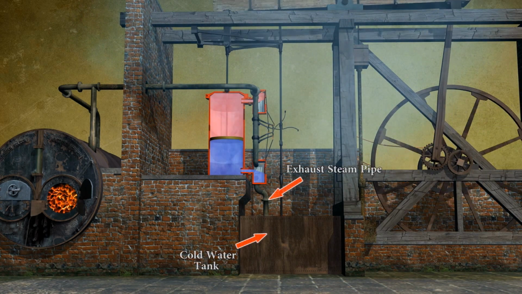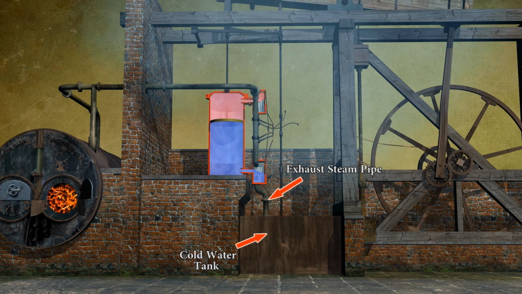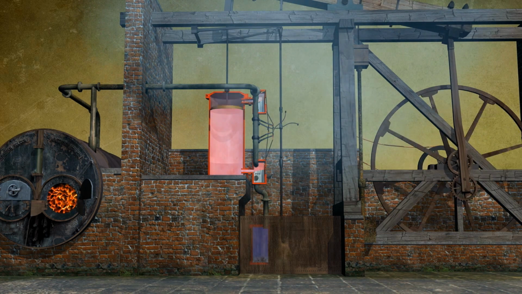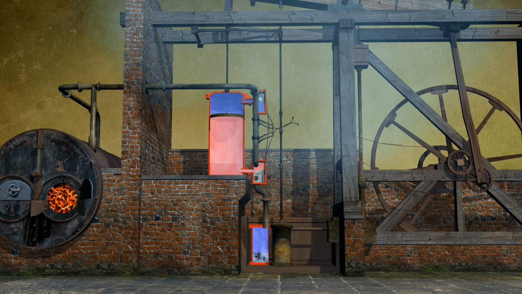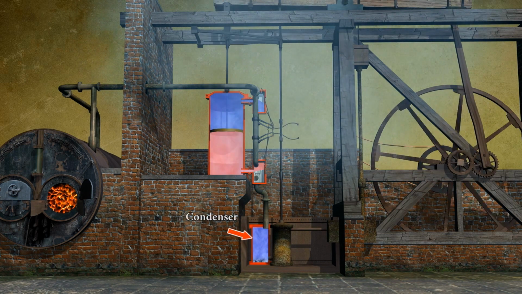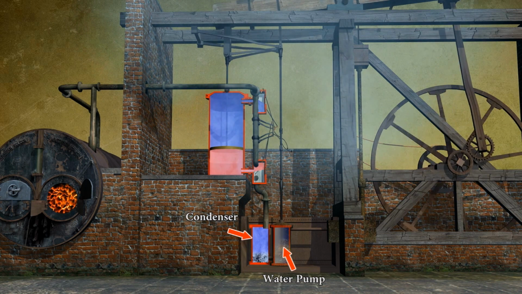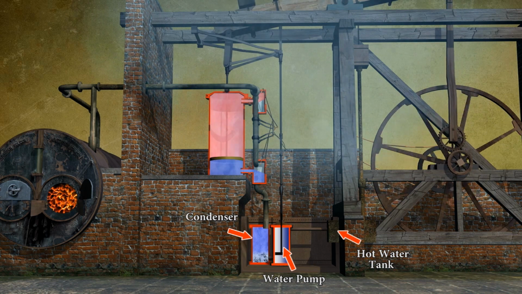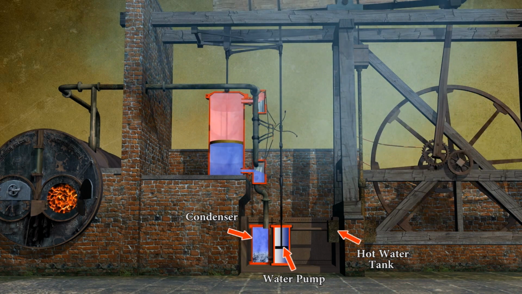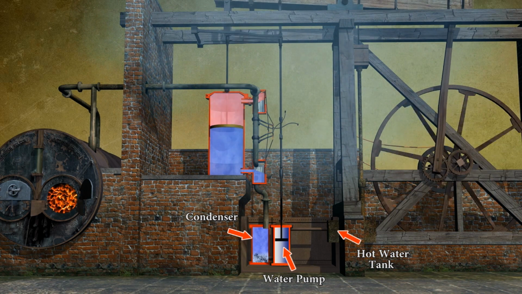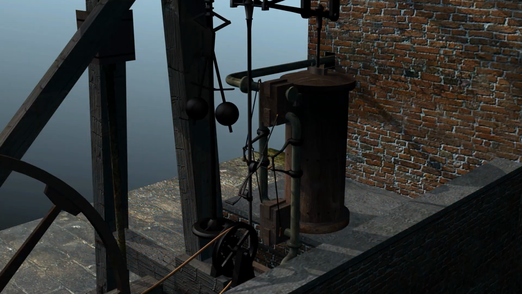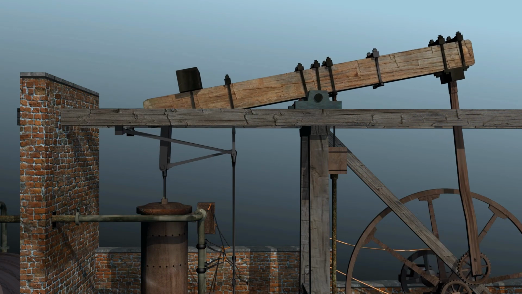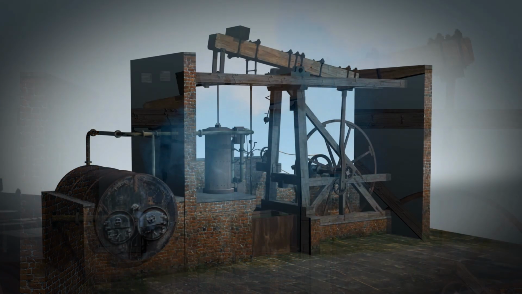Here we can see the exhaust steam pipe leading into the cold water tank, in which are housed two cylinders. One is a separate condenser, and the other is a pump which extracts the condensate into the separate hot water tank, which then recirculates back to the boiler. There's still a number of innovative features about these steam engines which I've still not mentioned, and I may come back to those at a later date.